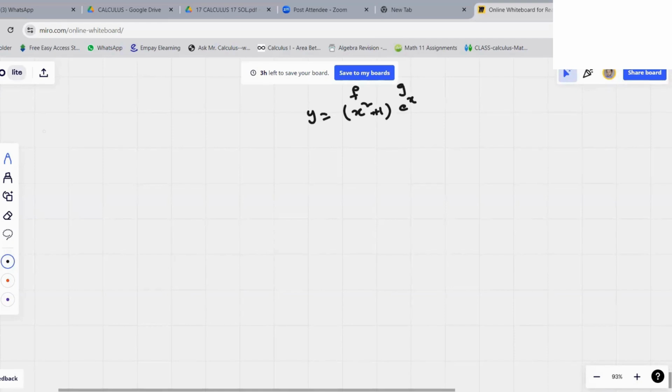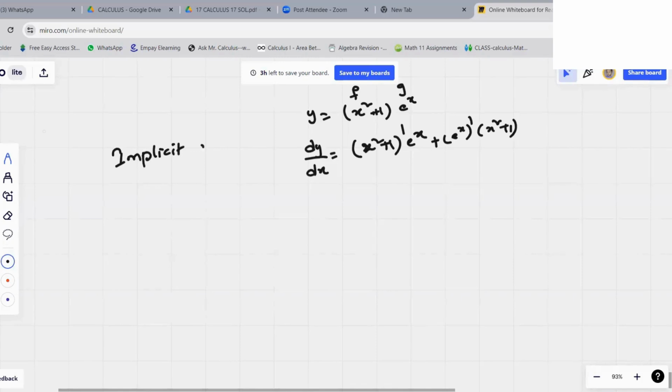Then how we will apply the derivative rule: dy by dx, differentiating with respect to x, is equal to the derivative of x square plus 1 into e to the power of x, plus e power x times the derivative of x square plus 1. That means they will give one specific function and you are differentiating using the product rule. Correct? But implicit differentiation is they won't give like that.